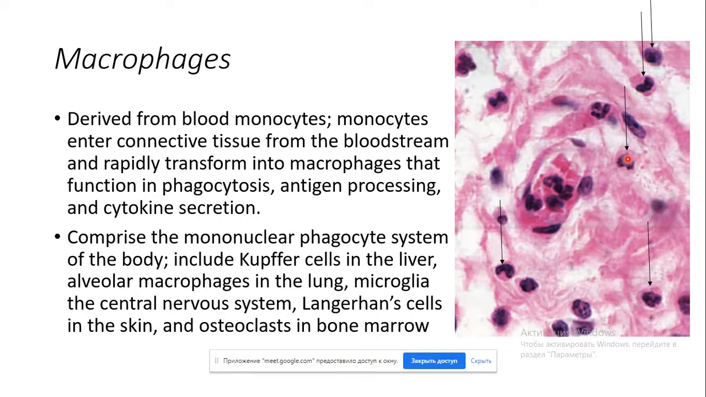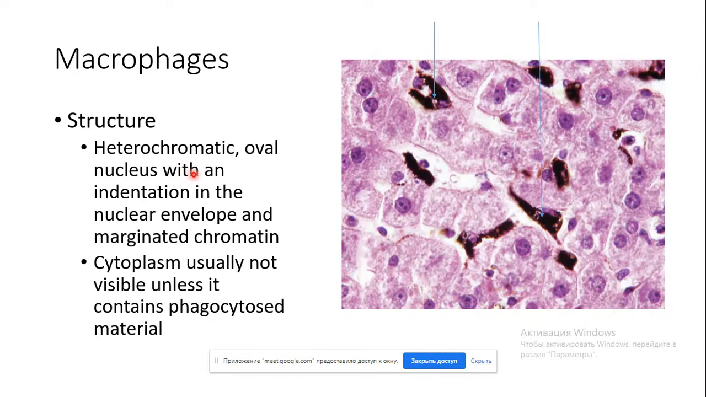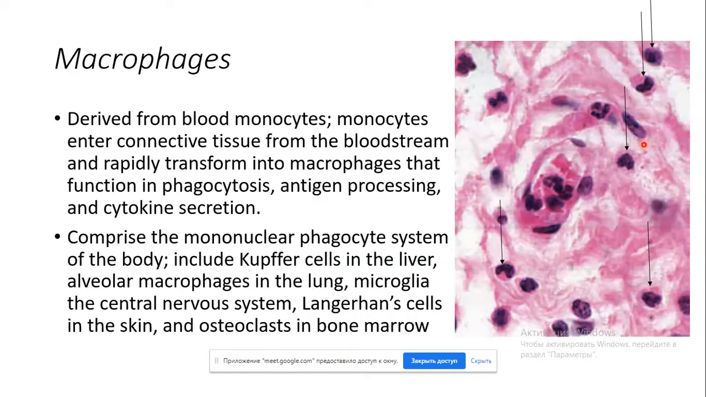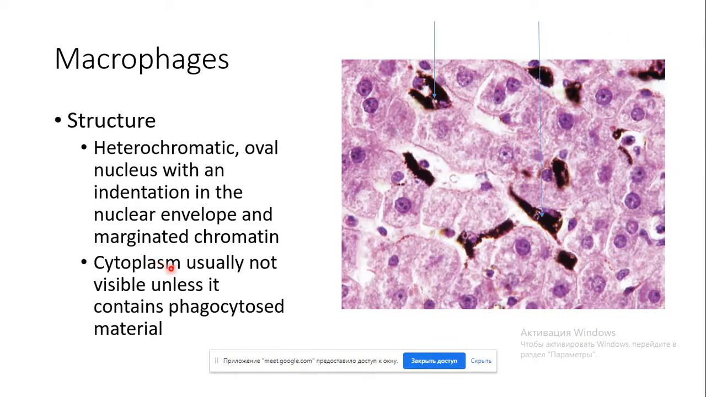So here you see this heterochromatic nucleus, oval, and it possesses marginated chromatin, meaning that chromatin is condensed in the margins, on the lateral sides of the cell. Here it's not very well visible, but it's present. Cytoplasm is usually not visible unless it contains phagocytosed material. This is an example of macrophages in liver, which possess phagocytosed material like hematin. They ingested the iron, and that's why they are visible. But usually macrophages possess transparent cytoplasm.